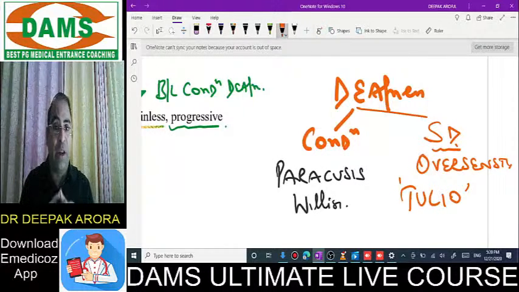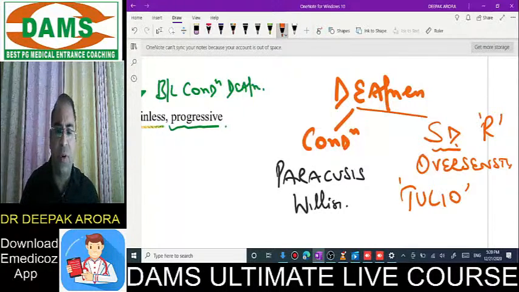So this is an important clue to differentiate conductive from sensorineural. If the patient is feeling comfortable, C for comfortable, conductive deafness. What is the phenomenon known as? We use the word paracusis Willisii. And if a sensory patient goes to a noisy surrounding, he is very uncomfortable: Tullio's phenomenon. And this oversensitivity phenomenon is known as recruitment. So you should be confident of these words. Take my word, at DAMS, what we are doing is teaching the basic concept. If your basic concepts are clear, take my word, you can crack any level of MCQ, whether it is INI-CET or NEET examination.